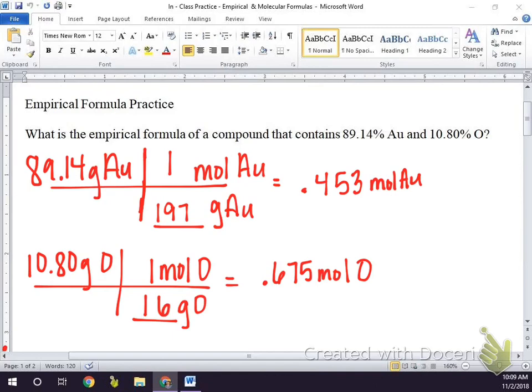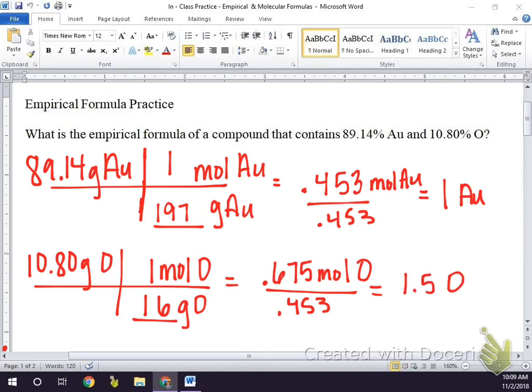Now my next step says what? Divide by the smallest number of moles. So when you do this, one of them should automatically be a 1, right? Which of these is our smallest? 0.453. So when I divide by 0.453, that should automatically mean that there's a 1 somewhere, right? Because you have to divide something by itself. So I just say 1 Au, so 1 gold atom, and 0.453. We divide both of them by the smallest amount. This one we come out with 1.5. Okay, so just stay right there for right now. The last step is to do what?